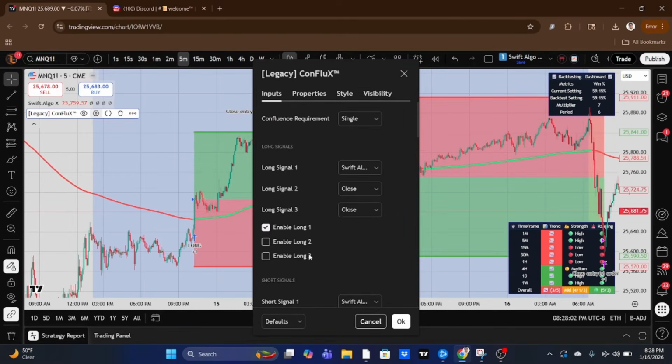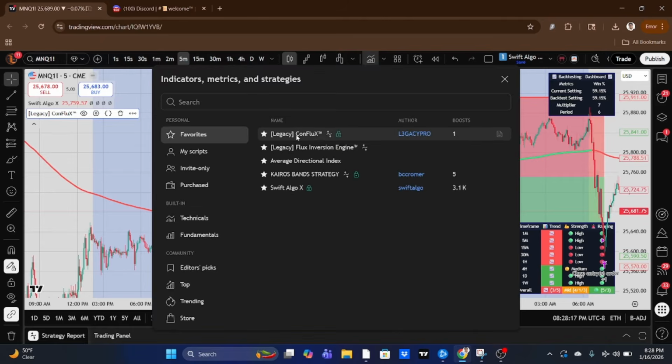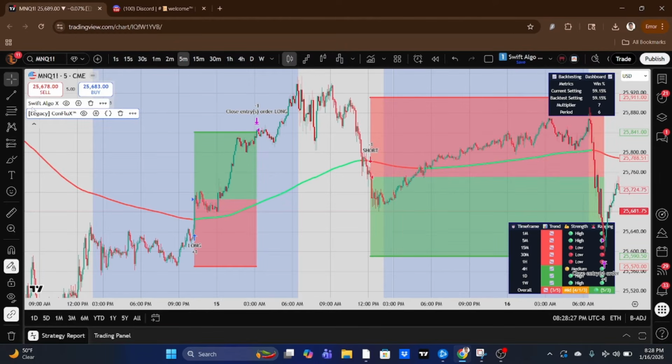You do not have to use ConFlux with Swift Algo X. You can use this basically with any indicator, but it does turn Swift Algo X from an indicator into a full functioning strategy. Because when you look, you see the symbol: ConFlux is a strategy. Swift Algo X doesn't have it. It's an indicator, not a strategy. So ConFlux basically makes Swift Algo X into a full functioning strategy.